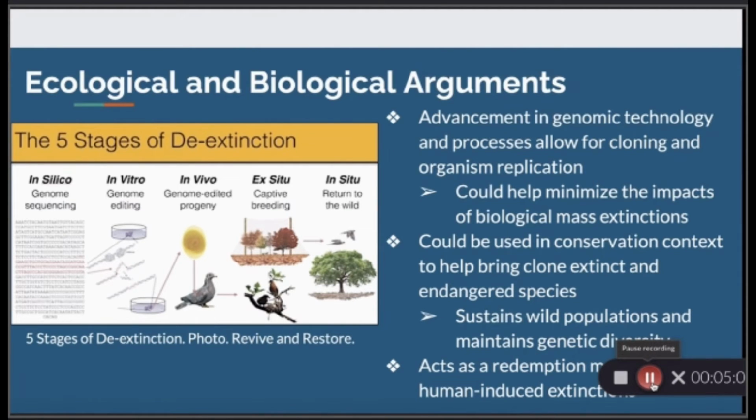These could be used in a conservation context to help clone extinct and endangered species in order to return them to the wild, or, in fact, sustain wild populations and maintain genetic diversity. The current processes could be used in direct conservation strategies, or it could be used as a redemption method to bring species back that have become extinct or endangered from human impact.